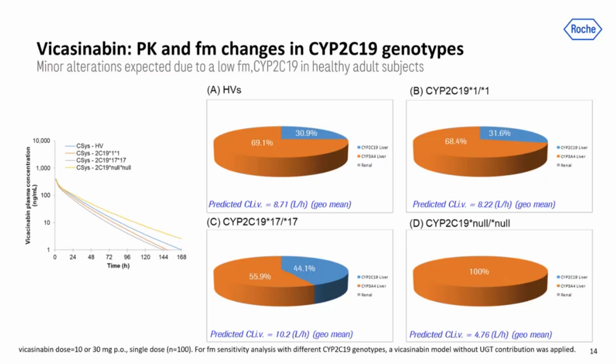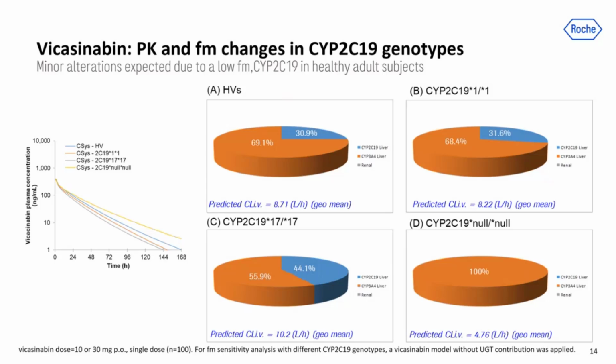But when we did the simulation to address the question from the team, we didn't have any clinical information. So this is a very interesting case. Anyway, we jumped into the question: how do we want to address to the team the CYP2C19 genotypes' impact on the Vicasinabin PK.